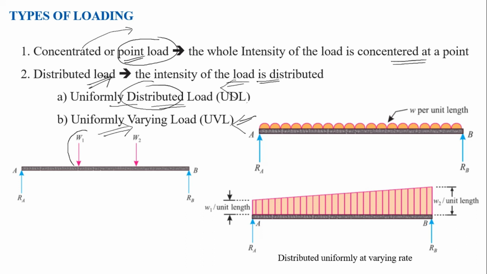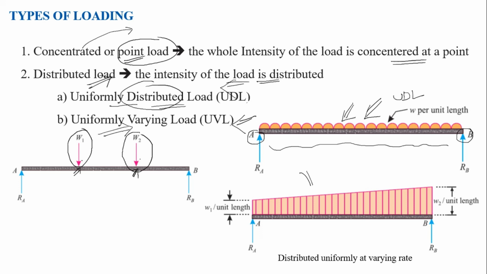This is an example of a concentrated load. See, W1 and W2 are concentrated at single points, so it is called a concentrated load. Whereas this one is a uniformly distributed load. The load is distributed uniformly along the length from point A to point B. The rate of distribution is even. That is why it is called a uniformly distributed load, or simply UDL.